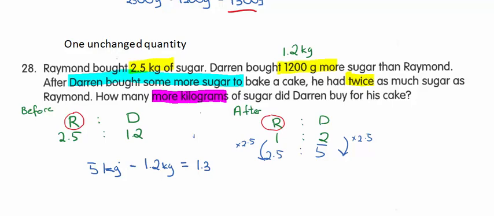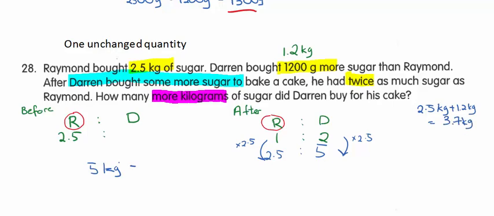Oh, hang on a moment. If you have been shouting, say, Mr. Ng, stop, you are making a horrible mistake. Darren, does he have 1.2? No. This is a very common mistake a lot of you have made. So let's erase all this. Now Darren is not 1.2 because Darren had 1.2 more sugar. So let's find Darren first. 1.2 more than Raymond. So Raymond is 2.5, I have to plus 1.2 kg, and that will give me 3.7 kg.